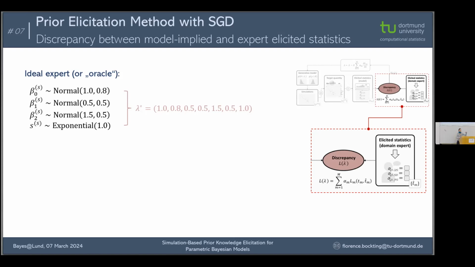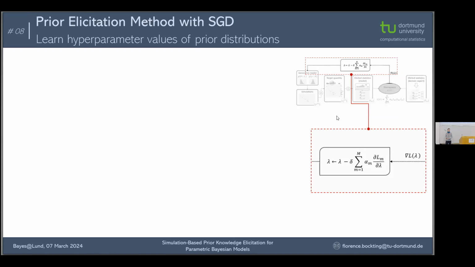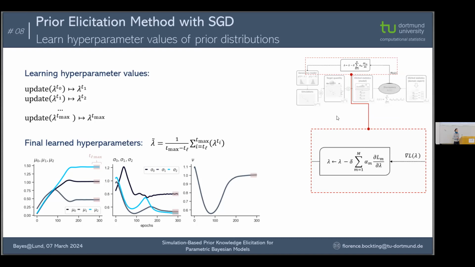Now when we have this random initialization and simulation of our data, we can compute the discrepancy between the simulated data and the expert data. At the beginning, this discrepancy will of course be quite high, but with the learning and the updating of the hyperparameter values, the discrepancy will decrease. Here we compute this discrepancy for each elicited statistic and combine it in terms of a weighted sum to get the total loss. Having this total loss, we can now compute the gradients with respect to our hyperparameter values and update them accordingly.